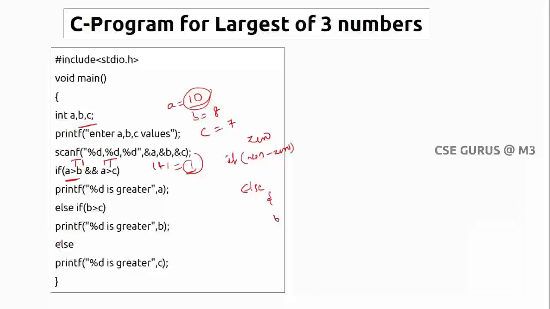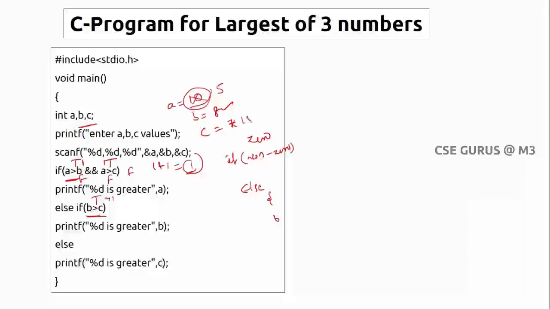Anyway, let us take another value here. Let us suppose I take 5. So 5 is greater than 8? Is it true? False, right? And 5 is greater than 7? Again false. False and false, the resultant will be false, which is 0 and 0, which is 0. So the if of 0 is false, so it will come to the else part. Now 8 is greater than 7? Yes, true. True means 1. So B is greater. Among 5, 8, 7, which is the highest? 8.